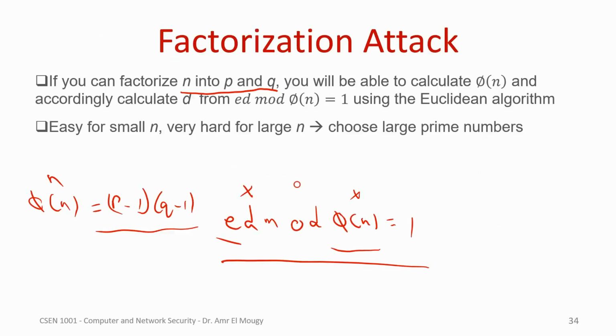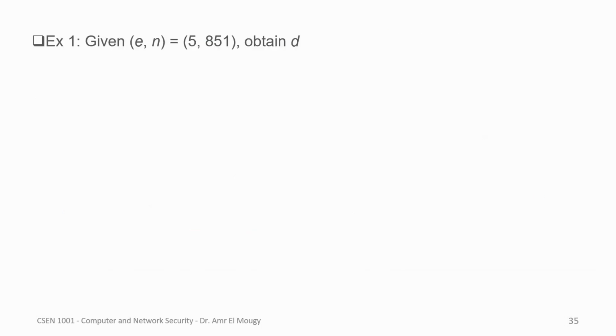Last thing we will discuss today is what is called the Euclidean algorithm. Basically, we have been saying that if you have E and you have phi n, you should be able to obtain D using the Euclidean algorithm by solving this equation. Now, I will show you two examples of how to do that. The first example says, given E and n equal to 5 and 851, so E is equal to 5 and n is equal to 851, obtain D.